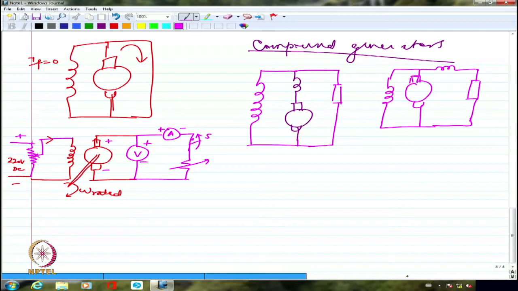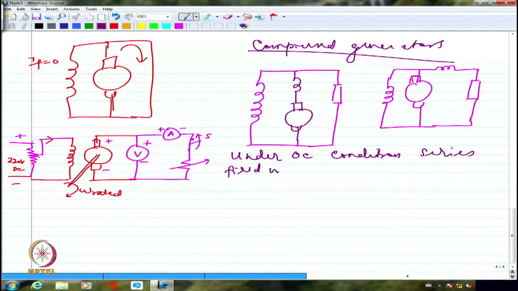So in general, I can say under open circuit condition, series field influence can be ignored. So I don't have to really look at the series field influence at all, because I'm not going to have any perceptible or perceivable current through the series field. It is going to be really, really small in long shunt. In short shunt anyway, it is going to be 0.